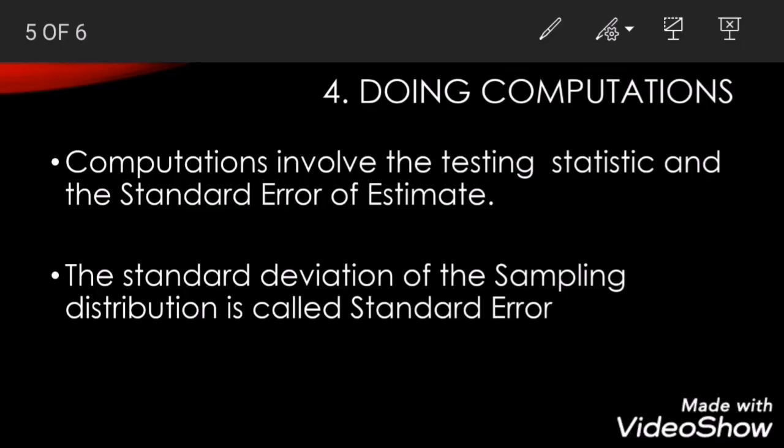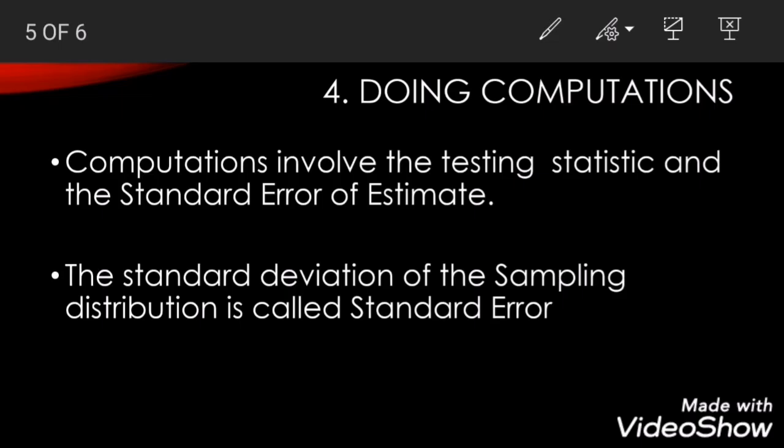The fourth step is doing computations. Having taken the first 3 steps, we have completely designed a statistical test. We now proceed to the fourth step, that is, performance of various computations from a random sample of size n necessary for the test. These calculations include the testing statistic and the standard error of the testing statistic.